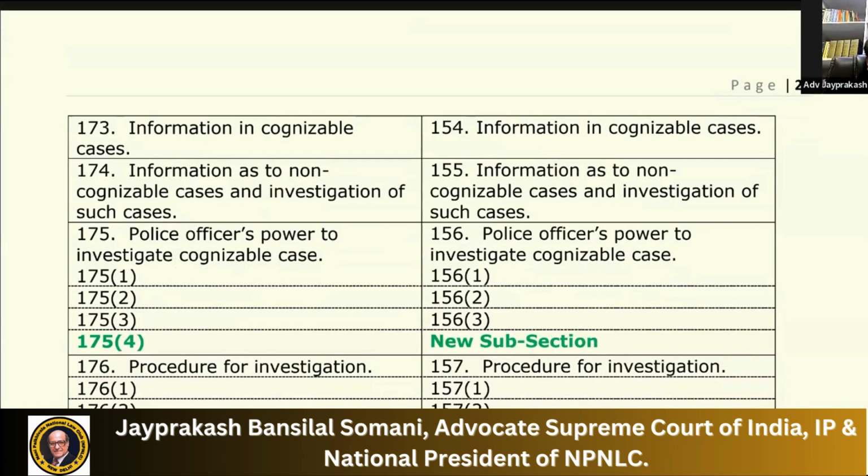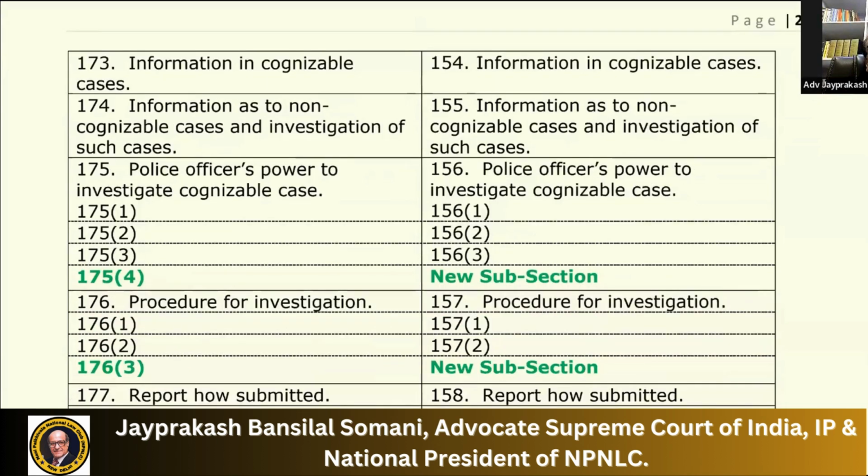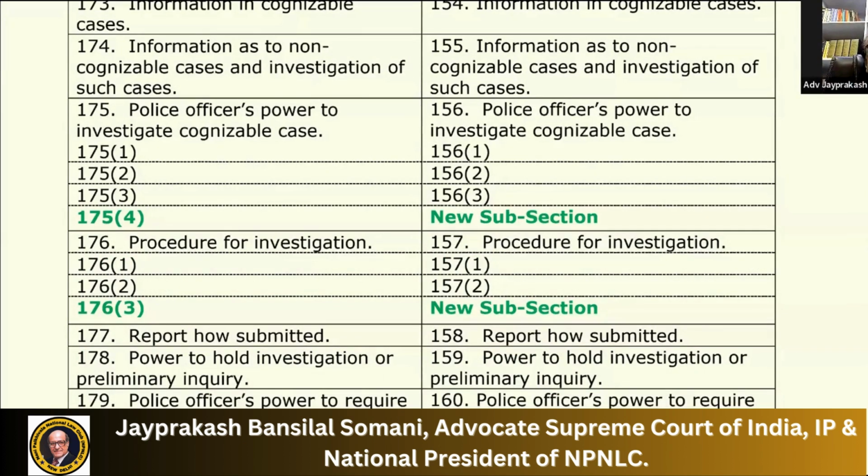BNSS section 173, information in cognizable cases. Now the FIR section is 173 in BNSS. Earlier section was 154, information in cognizable cases. BNSS section 174, information as to non-cognizable cases and investigation of such cases. Its earlier section for non-cognizable cases was 155 in CRPC.